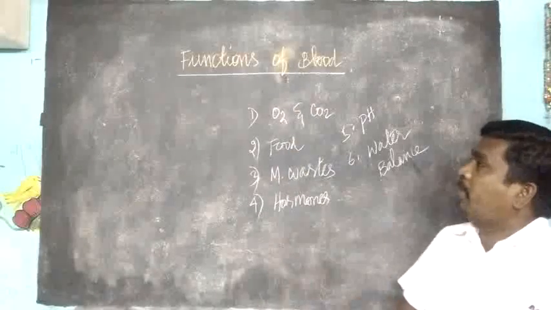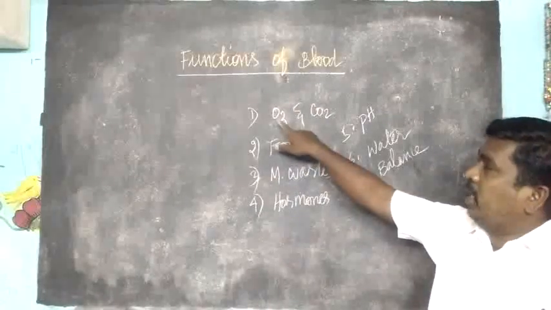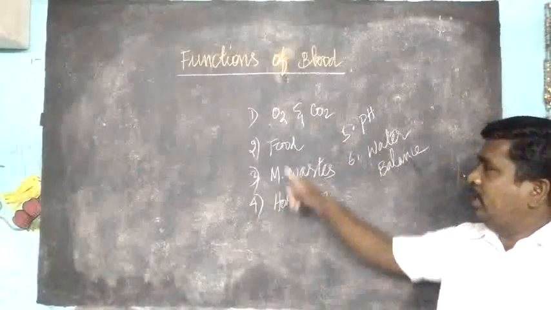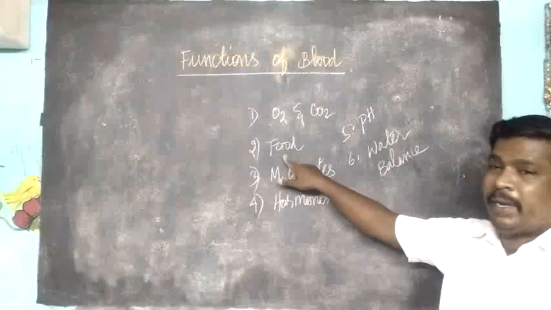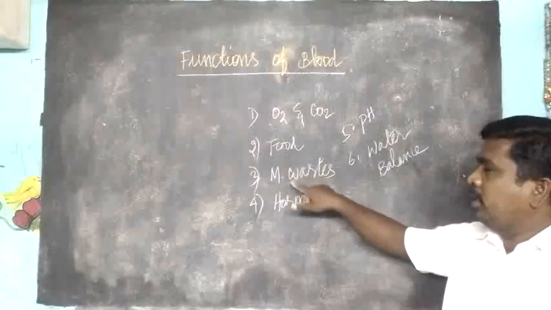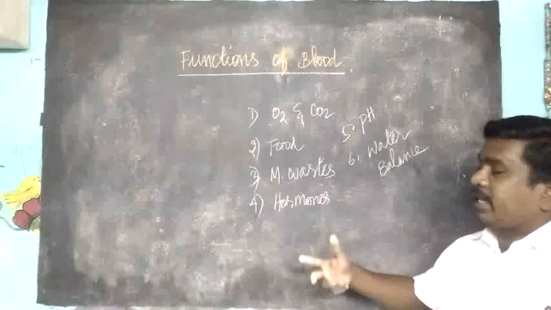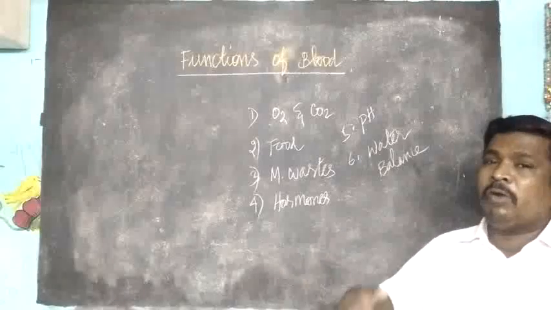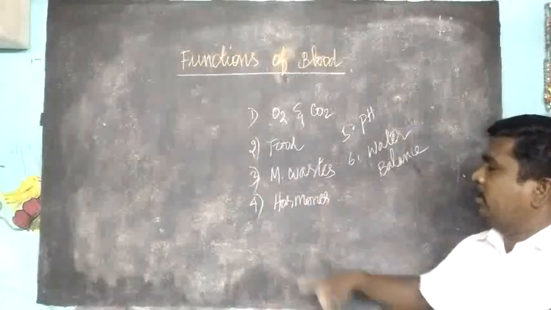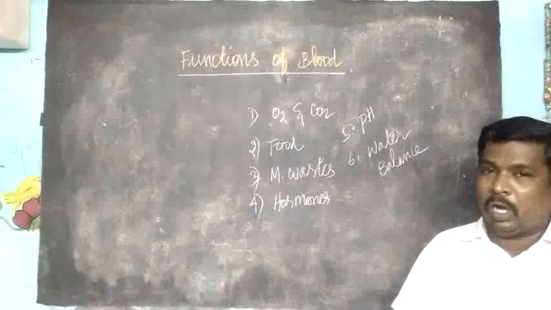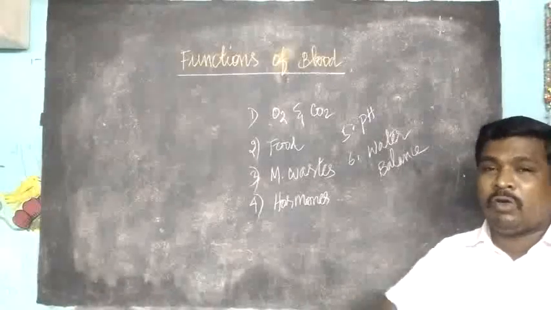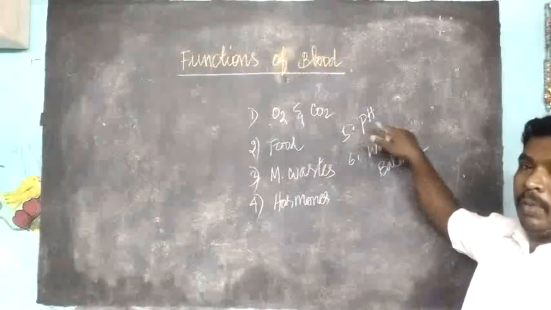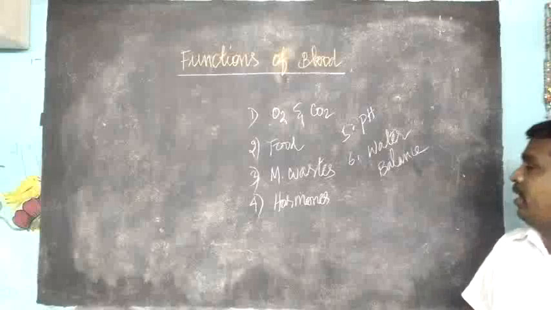So it maintains the water balance through which the system functions efficiently. These are all the functions of blood. Once again, it transports oxygen and carbon dioxide, simply respiratory gases. Second one, it transports food material after digestion, and it carries the waste materials after metabolism. After metabolism is finished, the blood carries all the waste materials to the excretory organs. And it transports or distributes the hormones from the endocrine glands to target organs. It regulates pH and body temperature, and regulates the water balance.